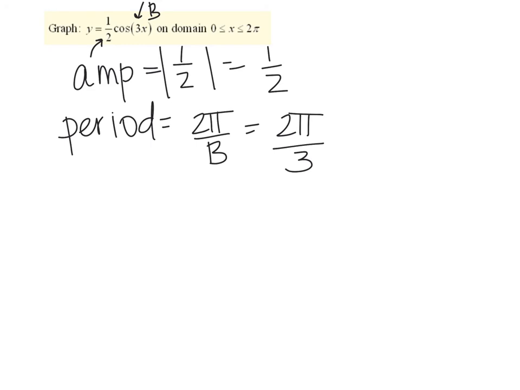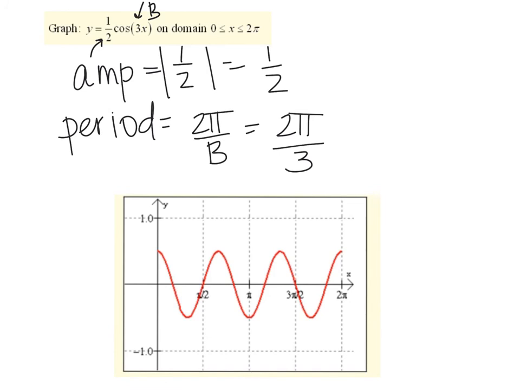So let's look at the graph. As I check out my graph, the amplitude is 1/2. It's positive, so it is going to start up here on the positive y. It's going to create 1, 2, 3 cycles in our 0 to 2 pi, which is consistent with that. And it's going to take 2 pi over 3 to complete one of those cycles.